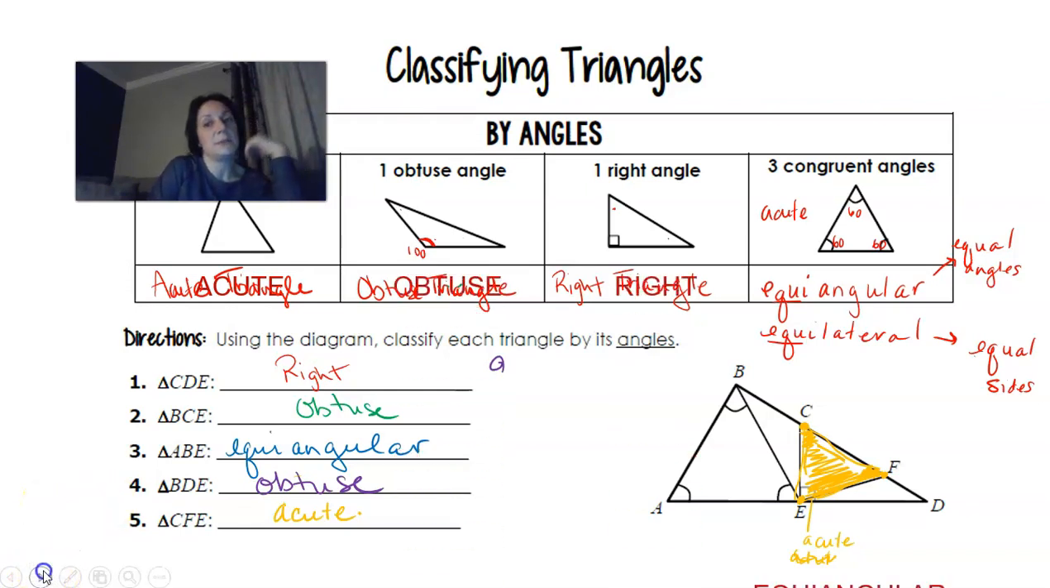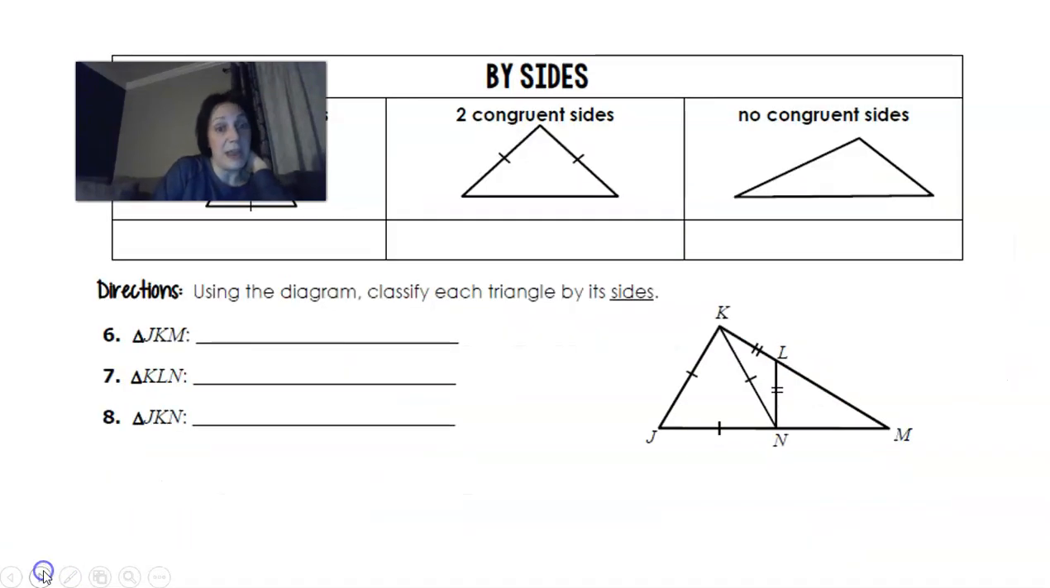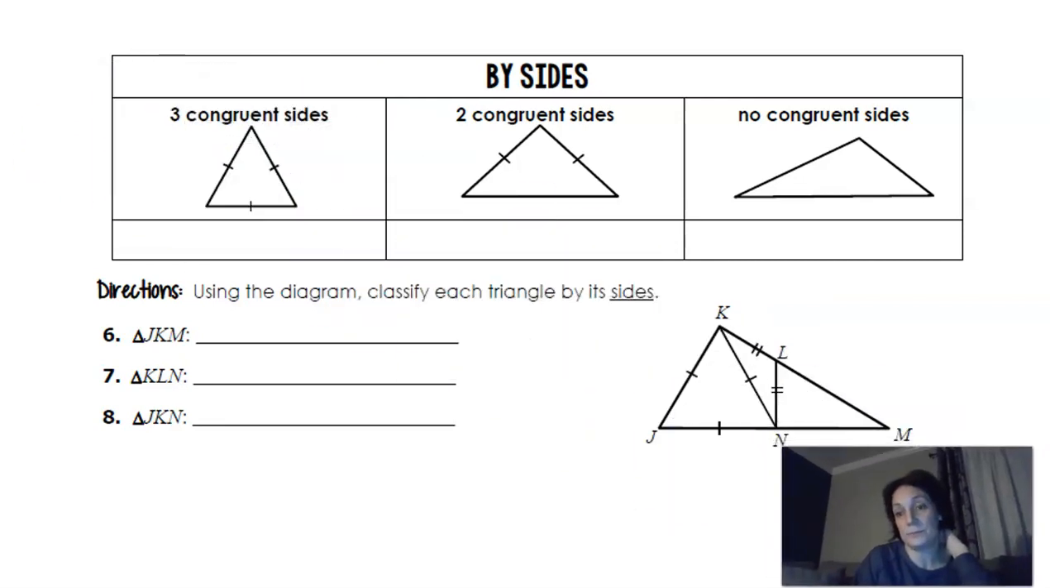It has two names, right? Its first name is all about the angles. Its second name is all about its sides. So when it comes to the side lengths, there's only three categories. All right. We already talked about this.